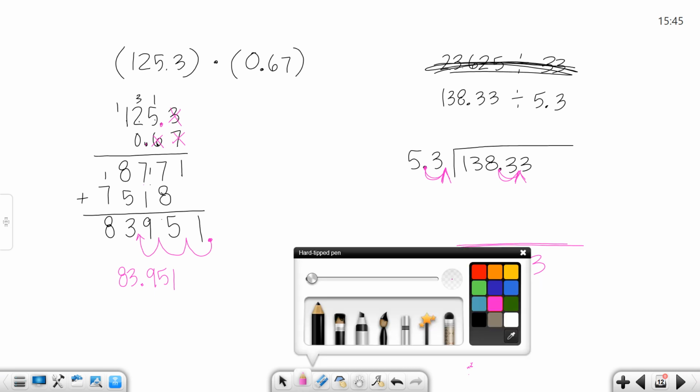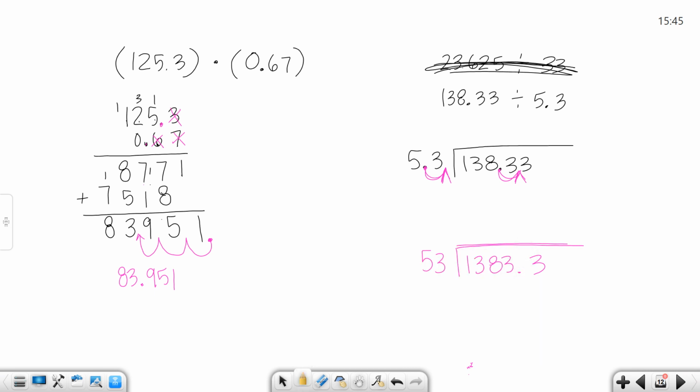So I get 1383.3. Now here's what I did. You can't divide by a decimal, so you had to move it over one place, and I moved it over one place. So now I have a new problem. 53 goes into 1383.3. Now when I'm dividing by a decimal, I'm going to put my decimal right there.